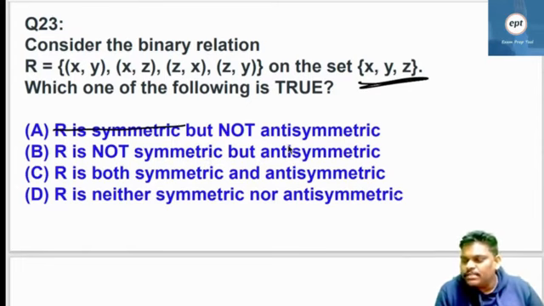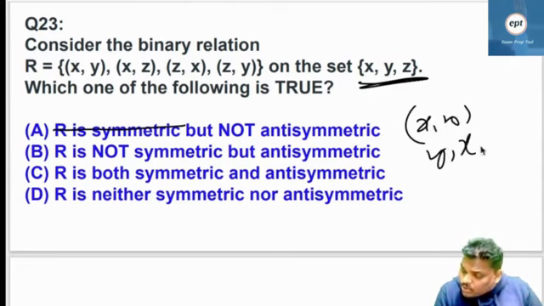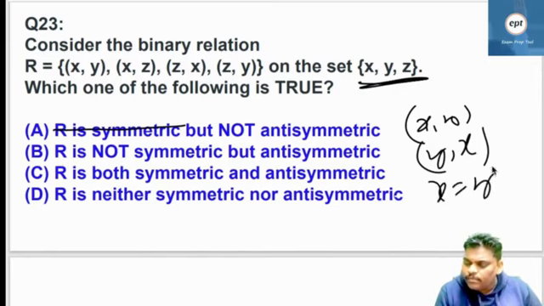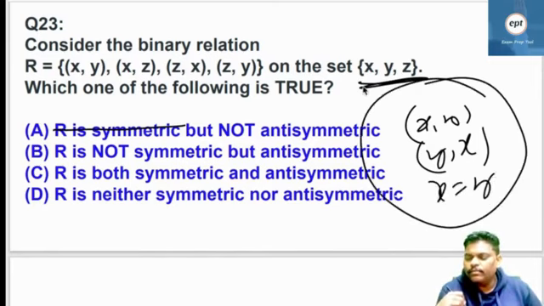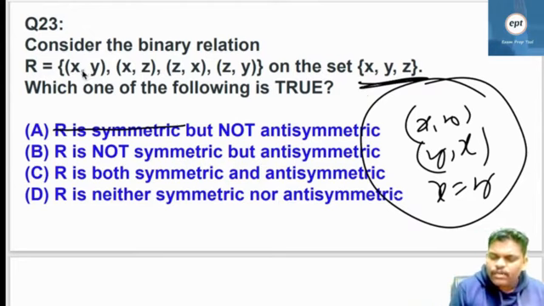Can you say what is the meaning of anti-symmetric? Anti-symmetric means if xy is there and yx is also there, then x is equal to y. That is the meaning of anti-symmetric. Right? That's what you want to say. Listen everyone now, xy is there. So is it the meaning of anti-symmetric?